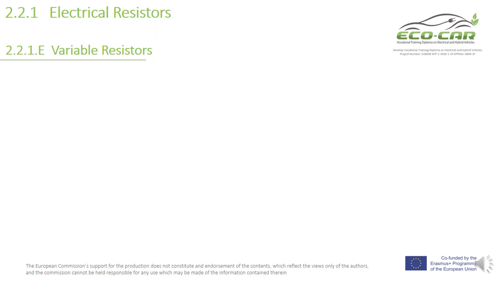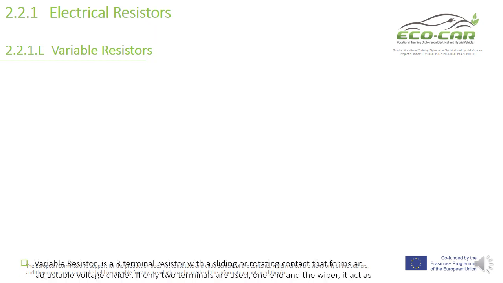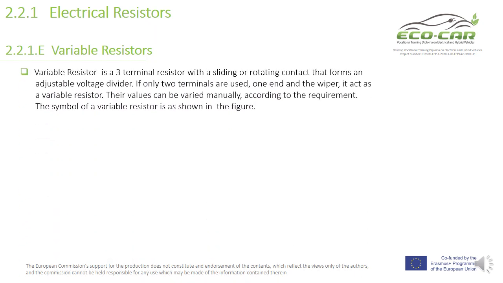Now, what about variable resistors, which is another kind of electrical resistor, and sometimes called potentiometers instead of variable resistors? This variable resistor has three terminals, with a sliding or rotating contact that forms an adjustable voltage divider.